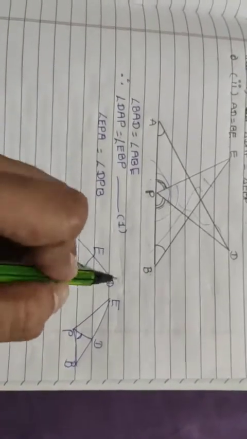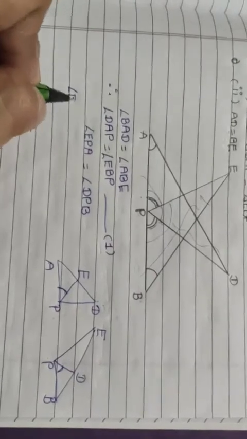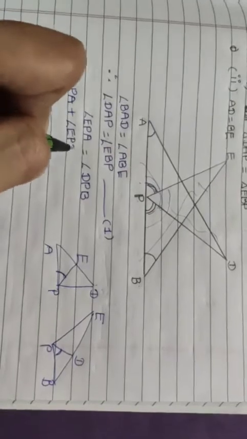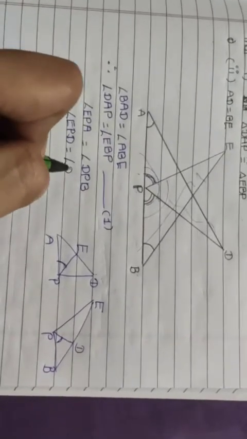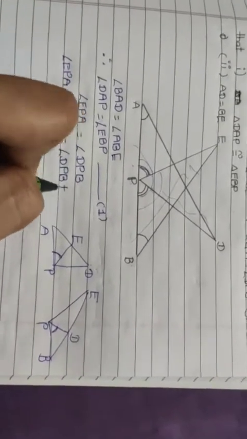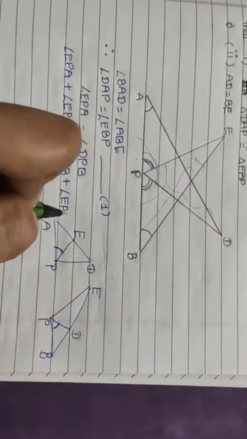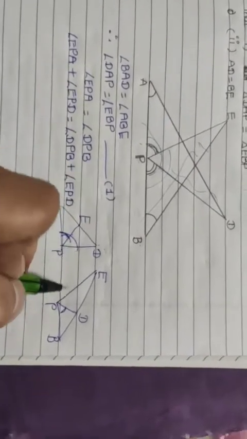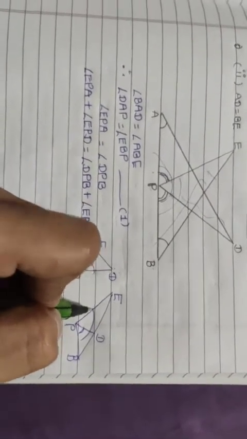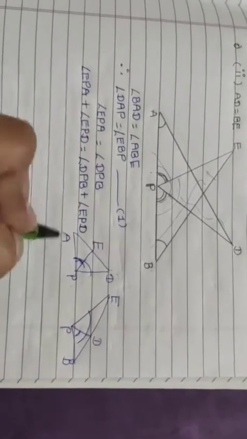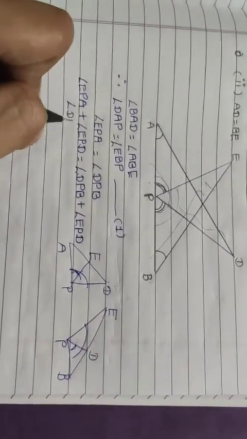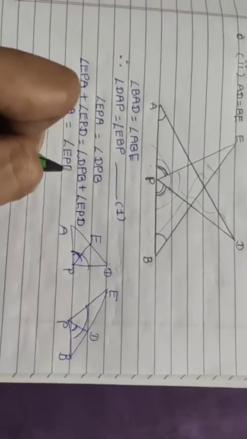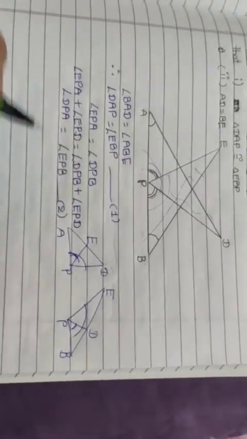If we add EPD to both triangles, EPA plus angle EPD is equal to DPB plus angle EPD. That means this plus this, so it will become a full angle. That means it is equal to DPA, and that is equal to, here it is EPB, right?